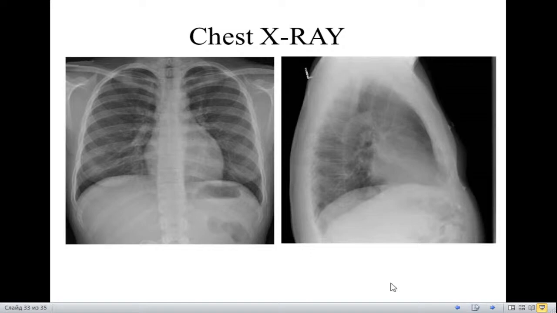All this, you will have to know how to identify this or that structure. So lungs can be visible here.